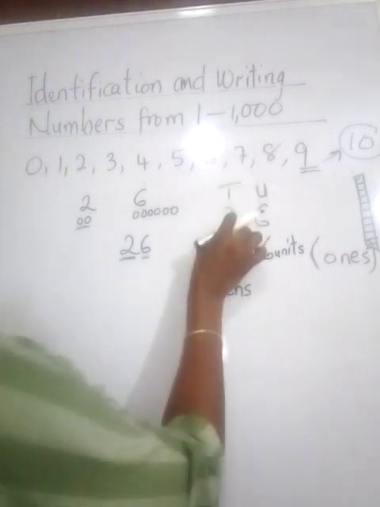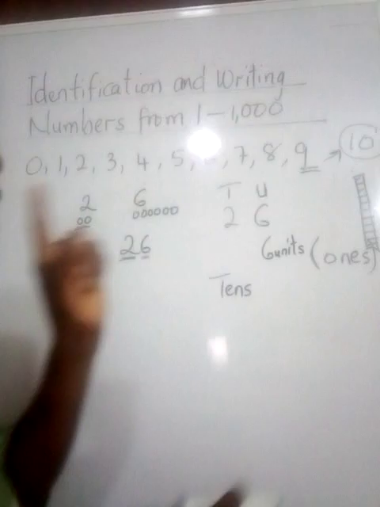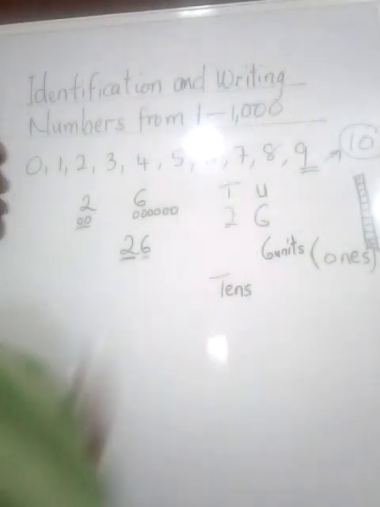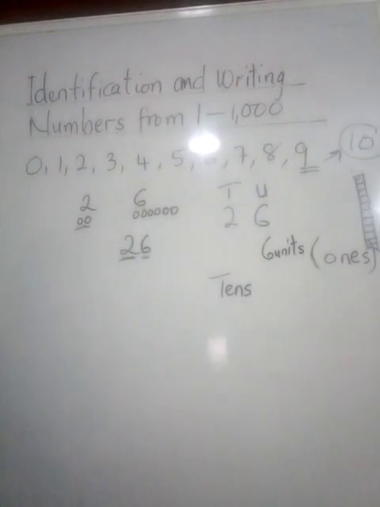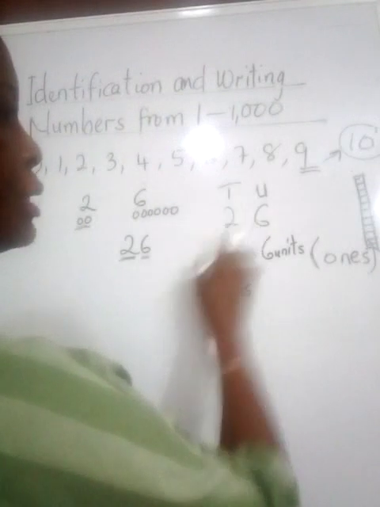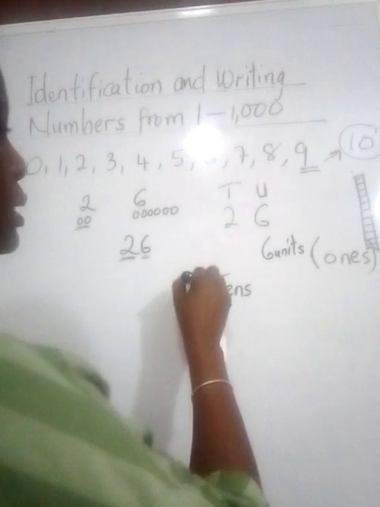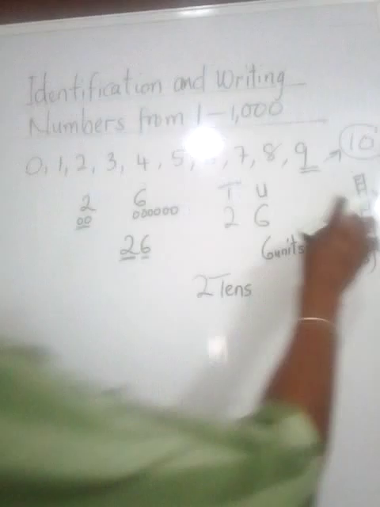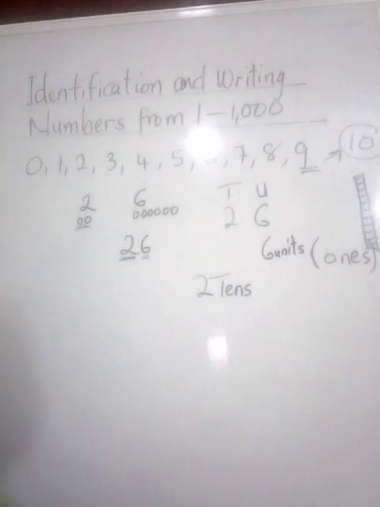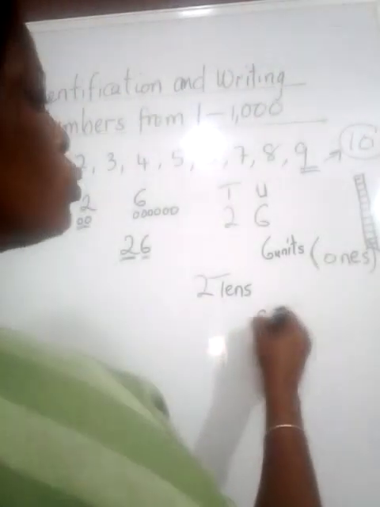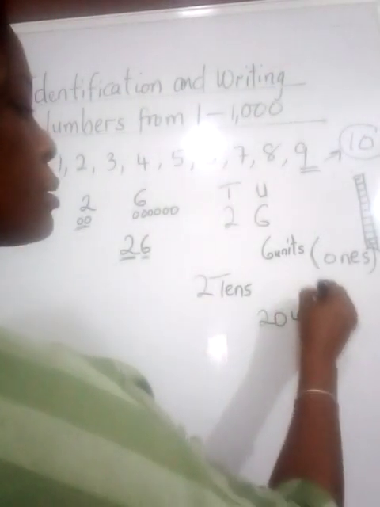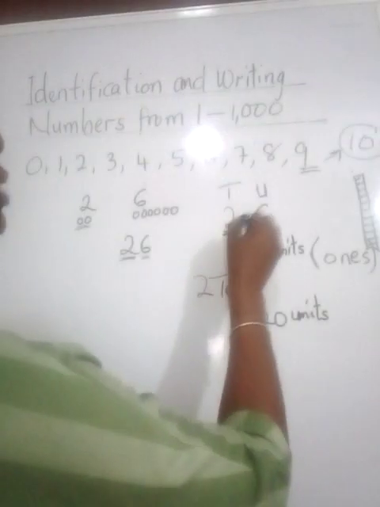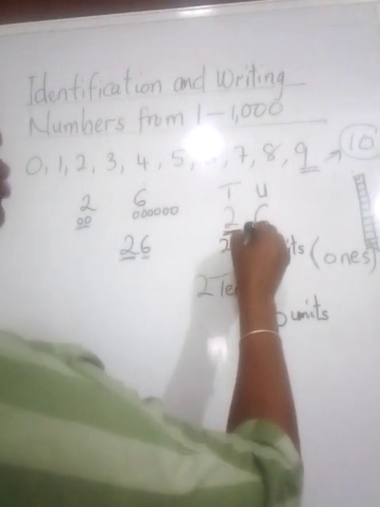Once it is up to 10, it can't stay under unit anymore. So you bring it as a 1 column of 10 and it comes under the tens position. So here we have 2 tens. This is 6 units and this is 2 tens. And what does 2 tens mean? If you are breaking 2 tens down to ones or units, it's giving you 20 units. So that means these 2 tens you see here is 20 units.